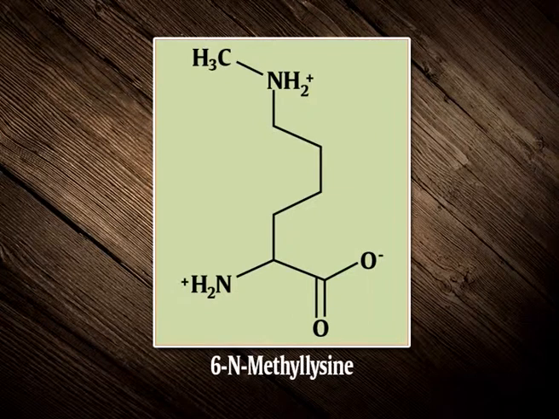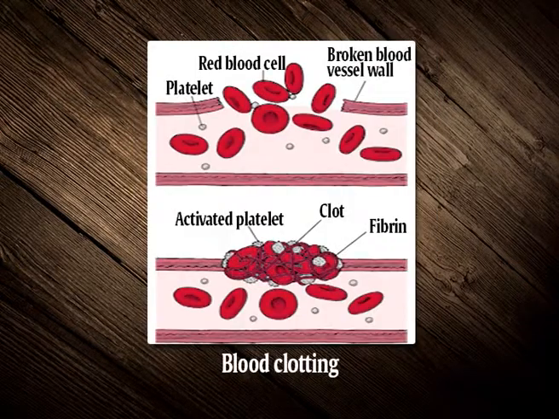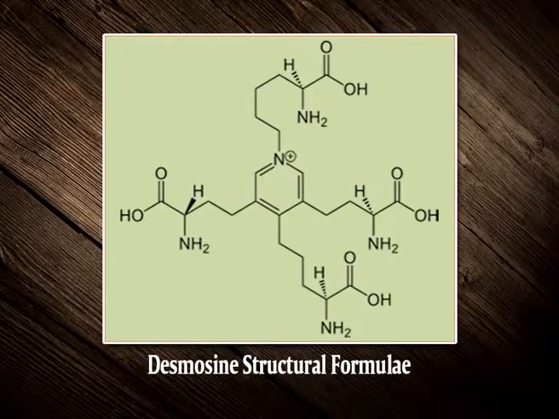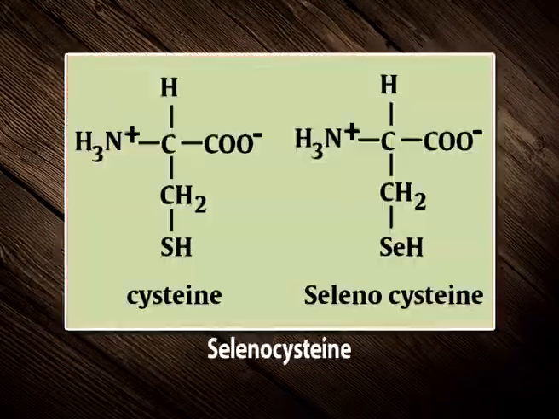6-N-methyllysine is a constituent of myosin, a contractile protein of muscle. Another important uncommon amino acid is gamma-carboxyglutamate, found in the blood clotting protein prothrombin, and in certain other proteins that bind calcium as part of their biological function. More complex is desmosine, a derivative of 4 lysine residues, which is found in the fibrous protein elastin.